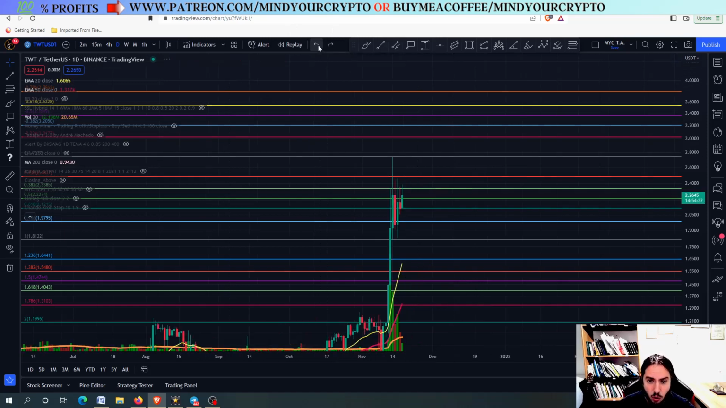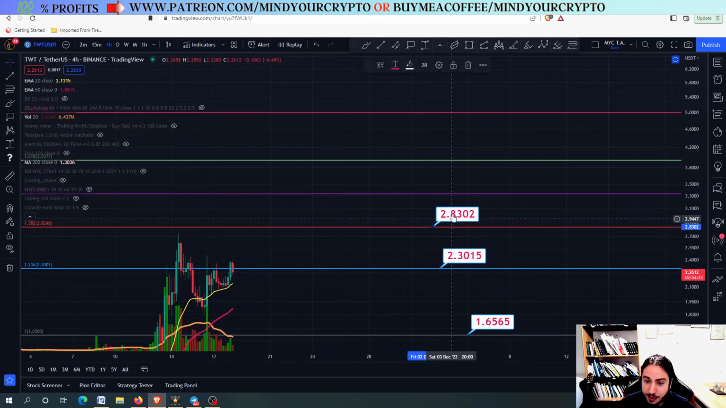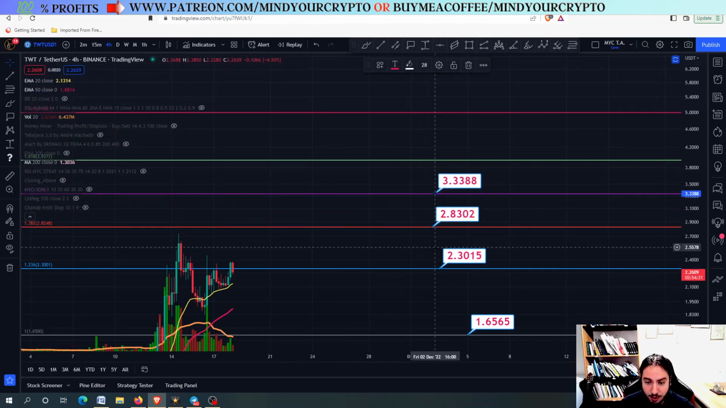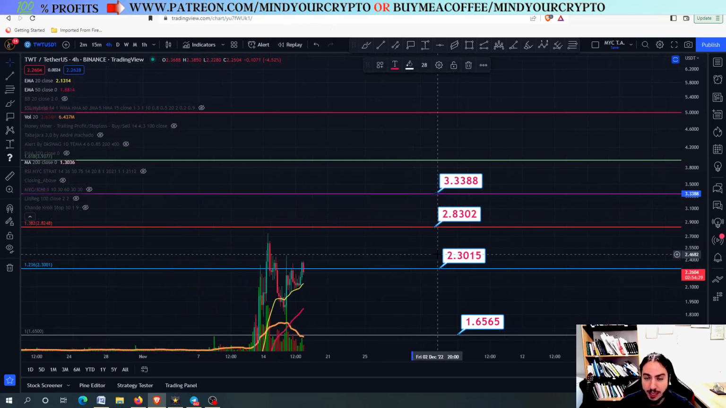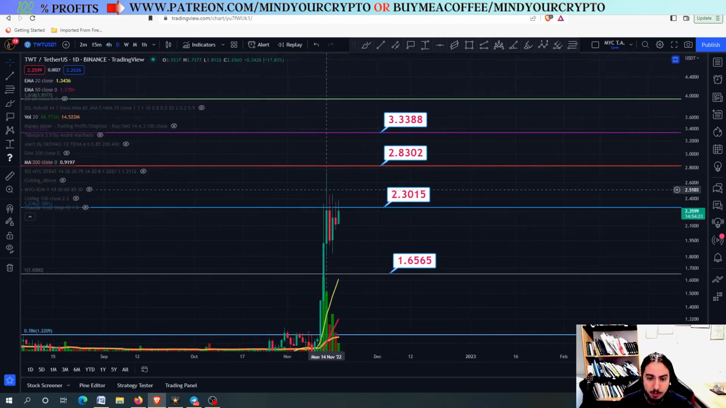Now we will go into the targets, for example, to the 2.83, to the 3.33, if we close above the 2.30, as we have said. But what happens if we get rejected? Let's say, for example, that we cannot form a bullish pattern. We are getting rejected right here multiple times.